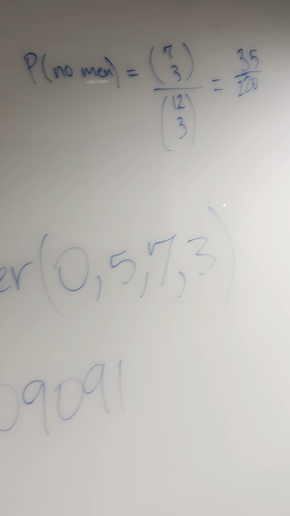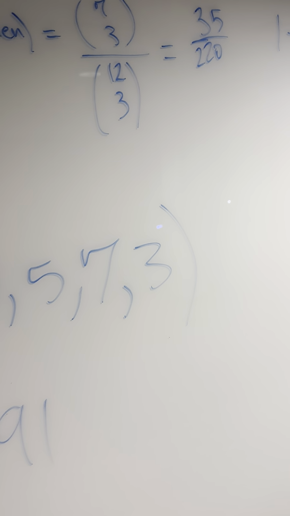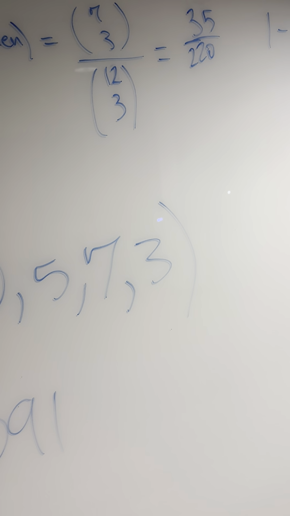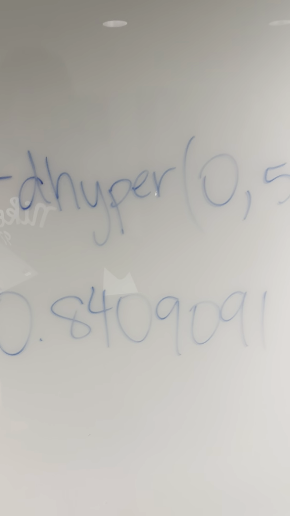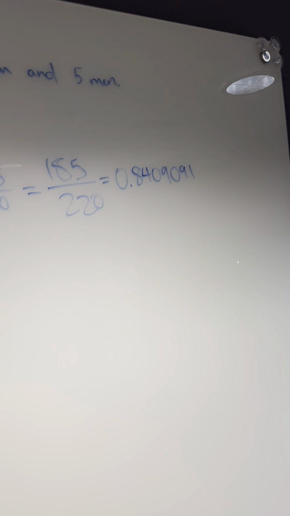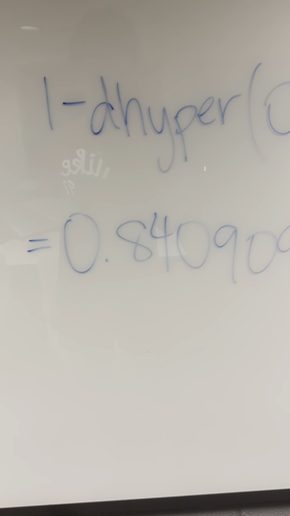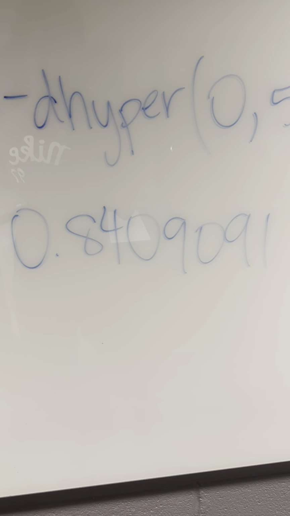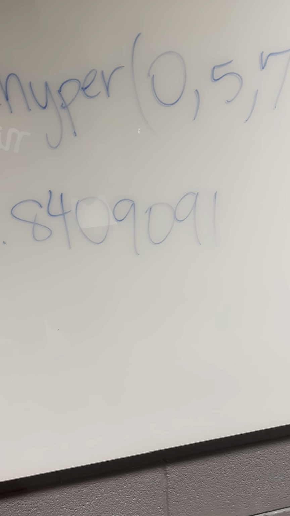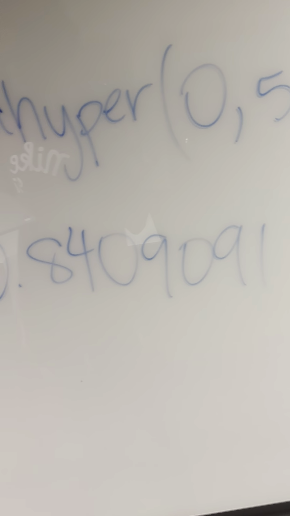And then K is the number of items sampled, and since we are choosing a 3-person committee, the sample size is 3. So when I typed that in, I got the same value over here and over here, so still 0.8409091.